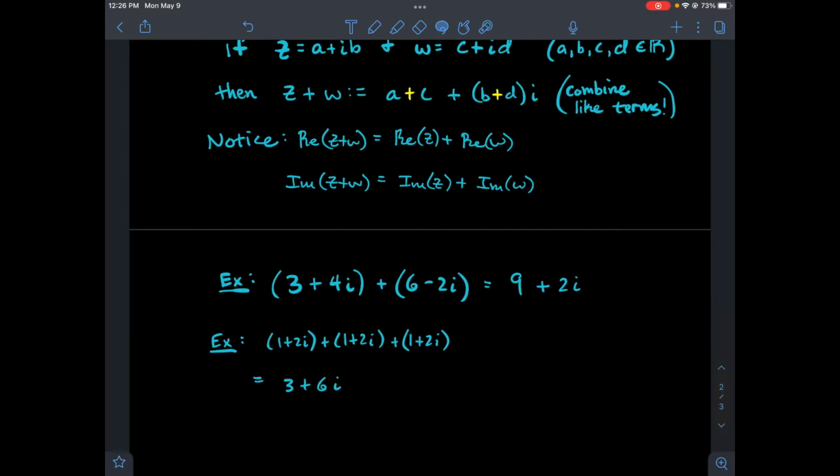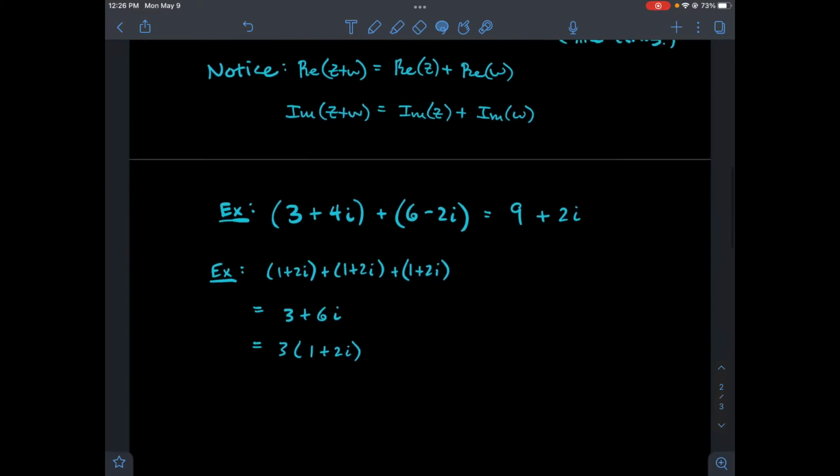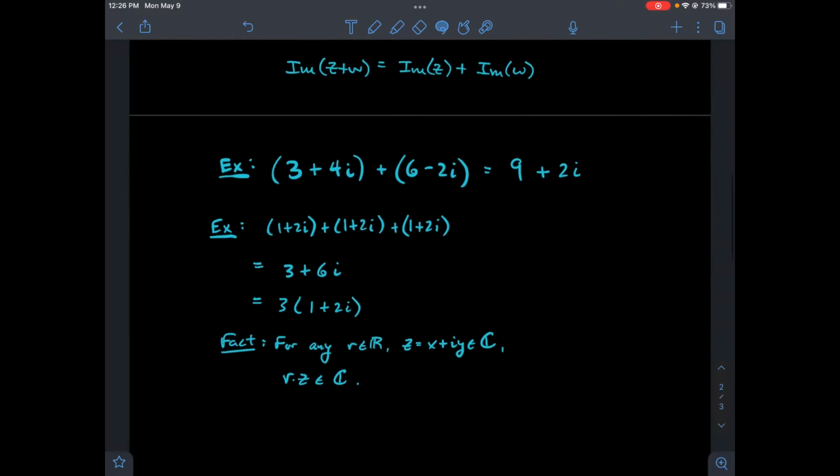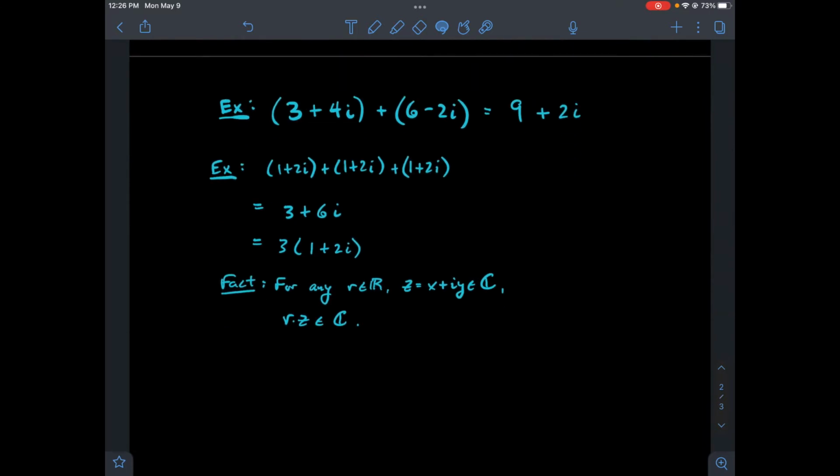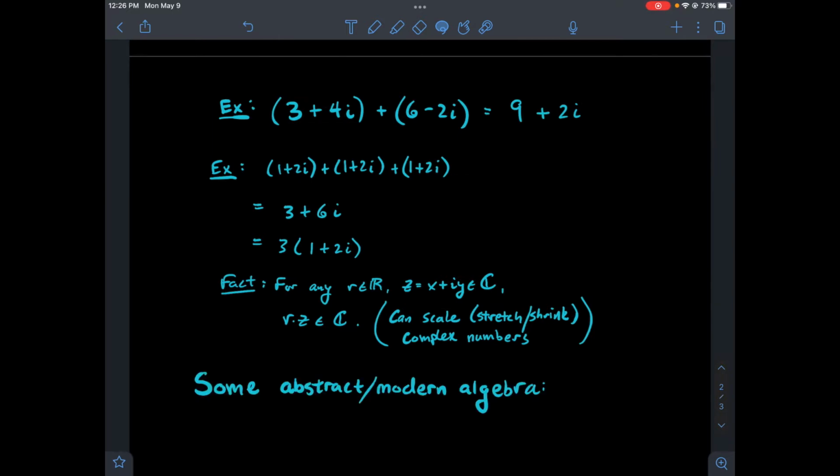But now I want you to notice you could factor a 3 out of that, so you really get 3 times (1 plus 2i), and that is consistent with the fact that I added 1 plus 2i to itself 3 times. What does that suggest? It's a fact we're going to use a little bit later on. For any real number r and complex number z, r times z should be a complex number as well. What that's saying is that you can scale, and by scale I mean stretch or shrink complex numbers.